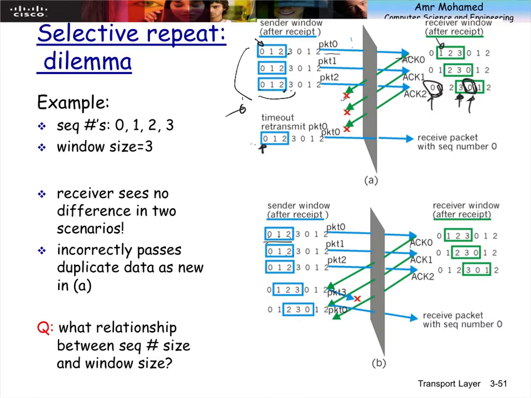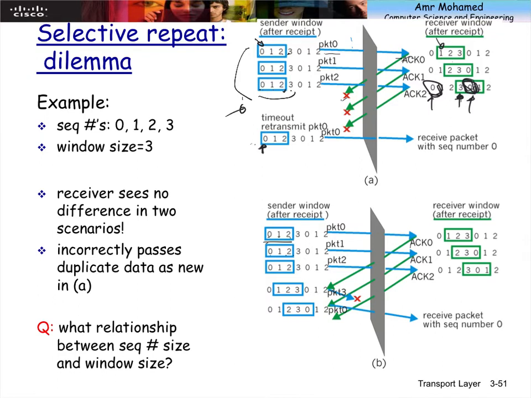But here the receiver will erroneously accept segment 0 and will put it here in the buffer. This will corrupt the whole thing. And if ever I receive packet 3, I will send packet 3 and then packet 0, and I will send it up to the application layer. Application layer, that's it, goodbye. So this will not work.